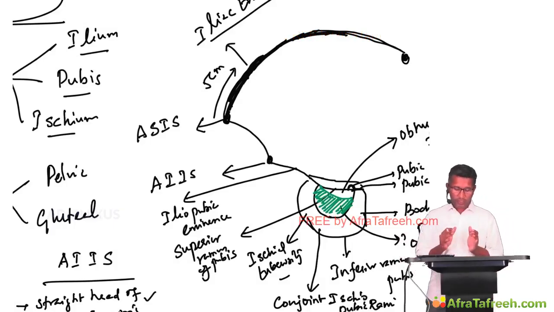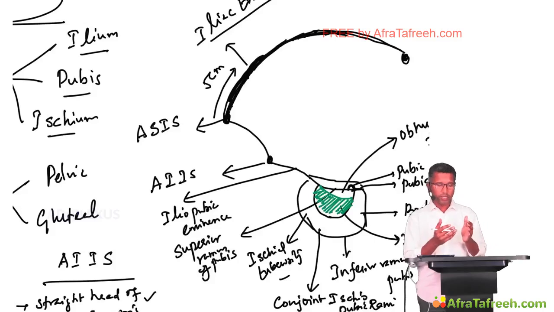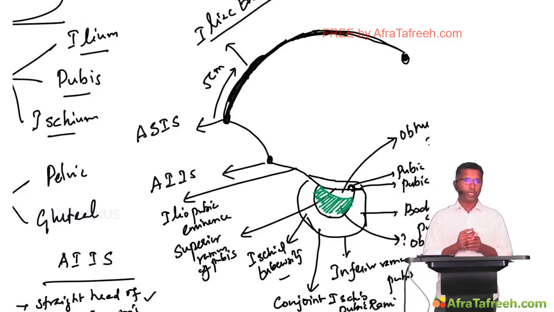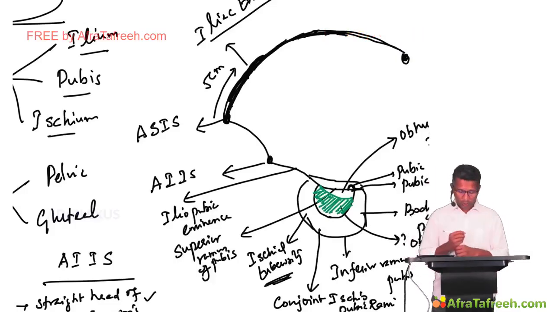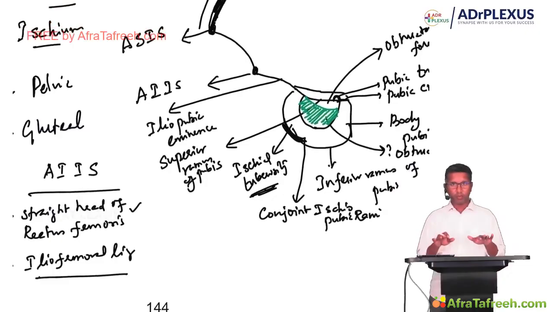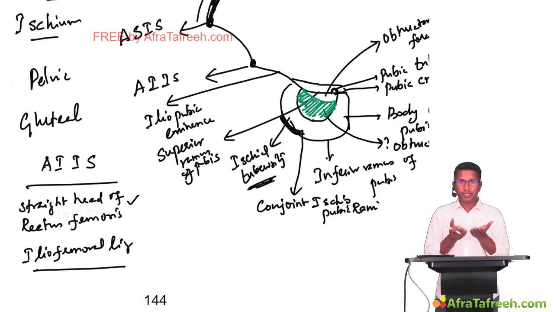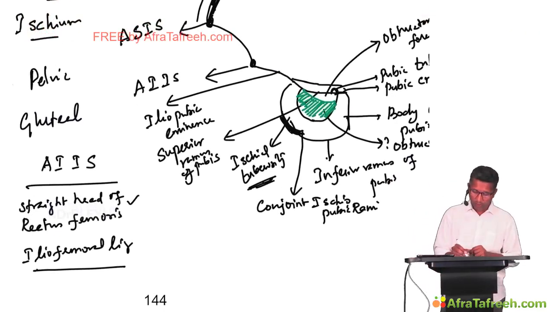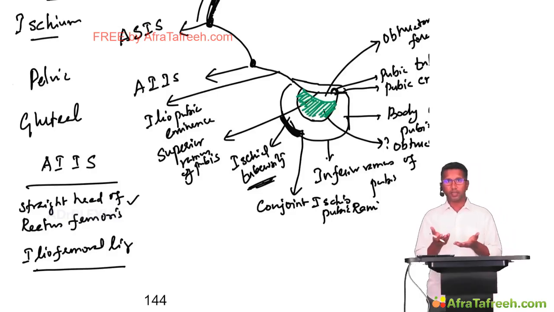Okay, so we have done with the pubis, and we end with the ischium. The ischium has a tuberosity called the ischial tuberosity. This ischial tuberosity is the point where you sit and work. When you sit on the table, it is this ischial tuberosity which comes in contact with the ground level.